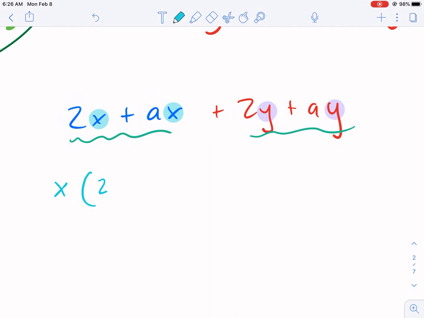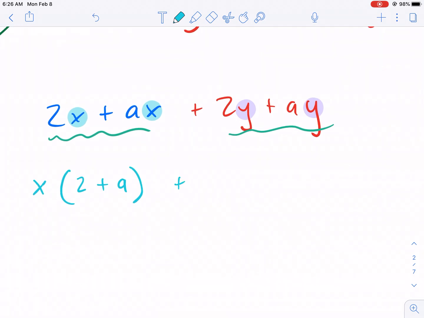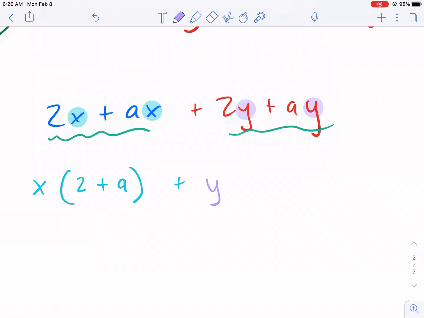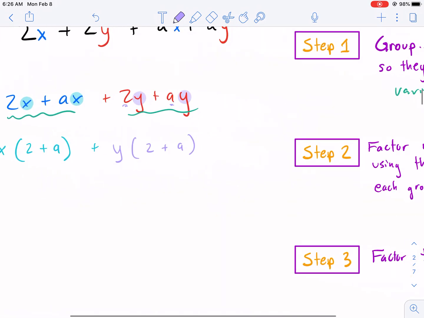The 2 plus a, and we're going to leave that in parentheses. Plus, now we're going to go to purple because we're factoring out the y's. So we're going to factor out the y's, the thing they have in common. The y's are in common. The 2 and the a are not common factors, so we're going to leave those alone. 2 plus a. So that's our first step.